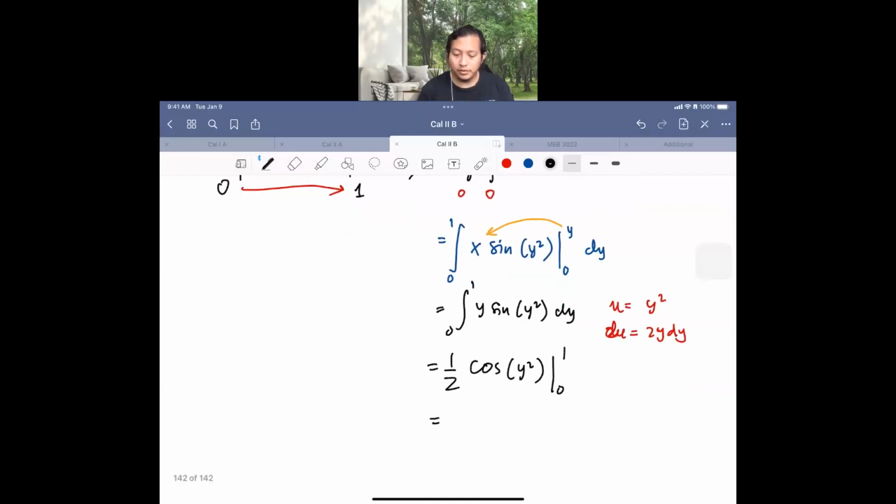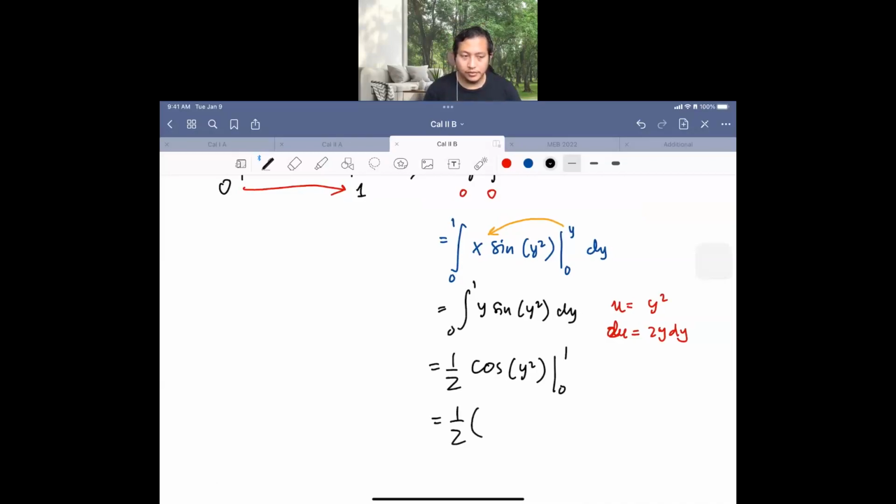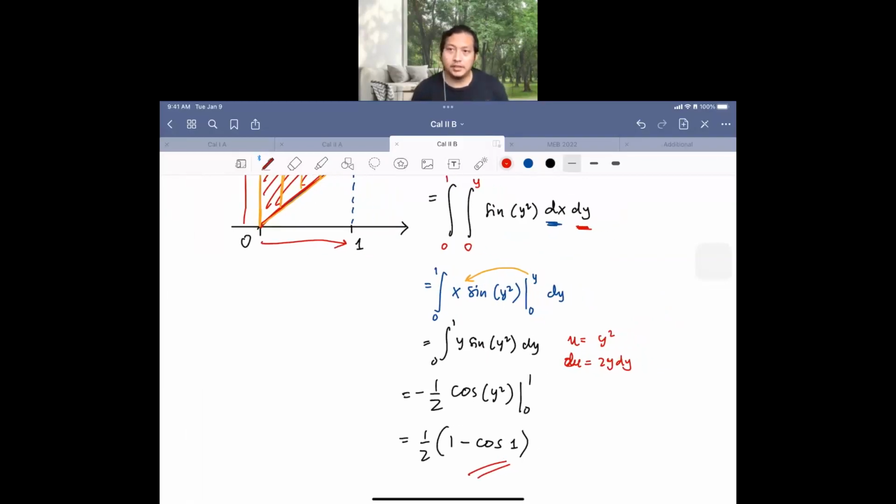And we can say that this will be equal to half of cosine 1, or we could write this should be negative, sorry, should be negative. So we could write this is half, so we could exchange this into 1 minus cosine 1, and we can solve this. So changing the integral order can be really helpful for some double integral cases.